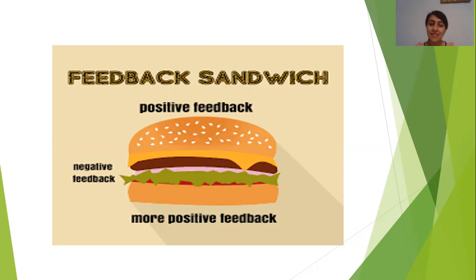The second layer consists of meat, cheese, and some salad. So here you should comment on your students' shortcomings and mistakes. You should write negative feedback on your students' writing here. The third layer is again bread, so it means more positive feedback. You should end your feedback with more positive words and sentences.